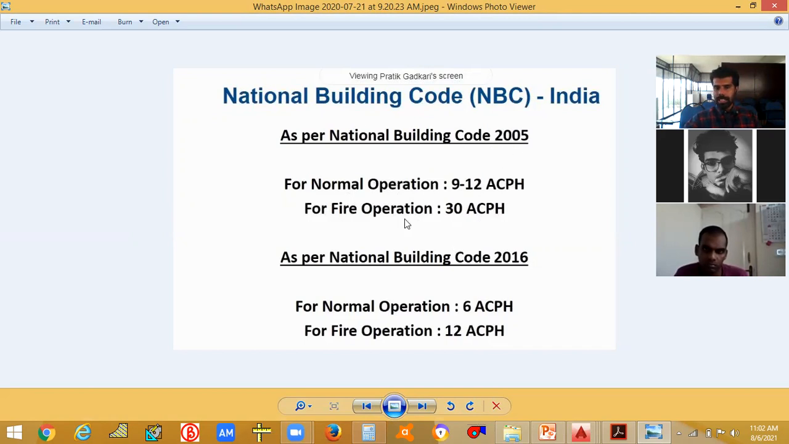Now it has been cancelled. As per the National Building Code of 2016, which we are using, it has been reduced to 6 ACPH for normal operation, and for fire operation it is 12 ACPH. This is what we have to choose: 6 ACH, or 6 air changes per hour.